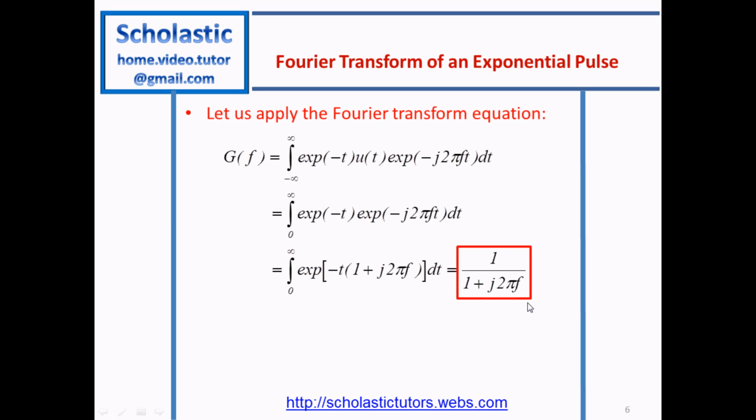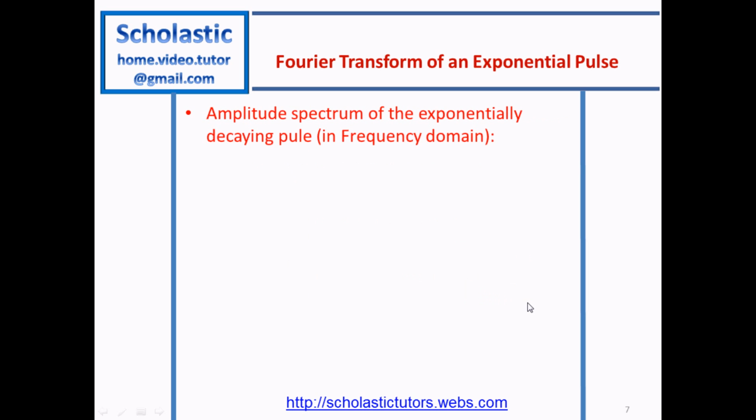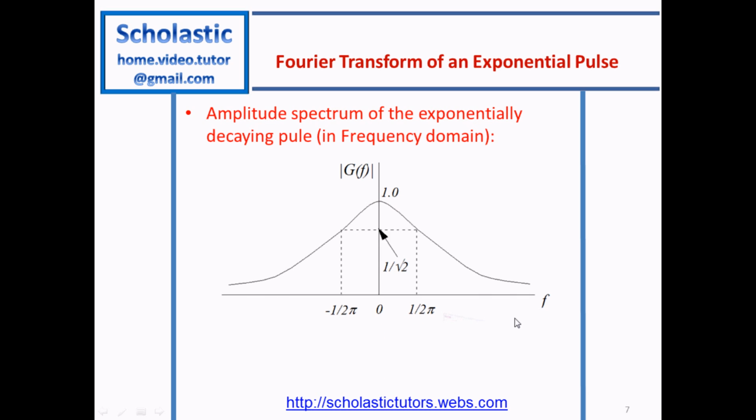Basically this is the Fourier transform of a decaying pulse. The amplitude spectrum, if you draw this one in frequency domain, we can see that it has a maximum at 0 and it is like this. It's a function like this in time domain. So this is the function representation of the Fourier transform of the exponential decaying function.